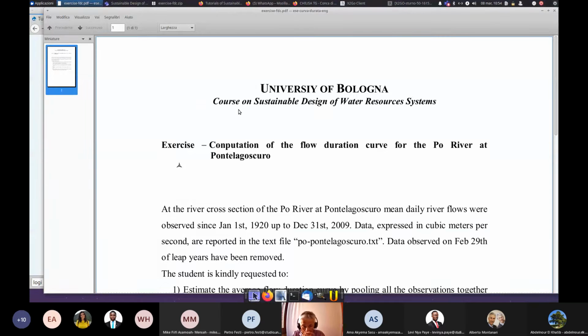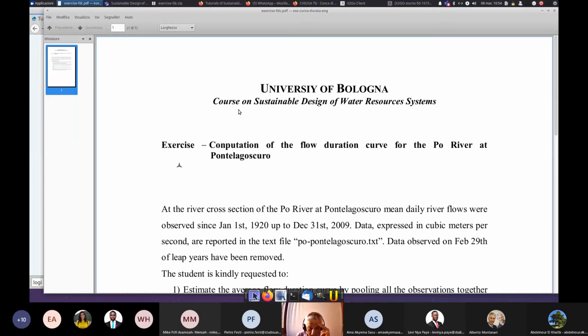And this is the text of the exercise. Let's read it together. Computation, here there is a spelling error. I never noticed it. Computation is written with the M. So computation of the flow duration curve for the Po River at Ponte Lagoscuro. I will need to change the PDF.